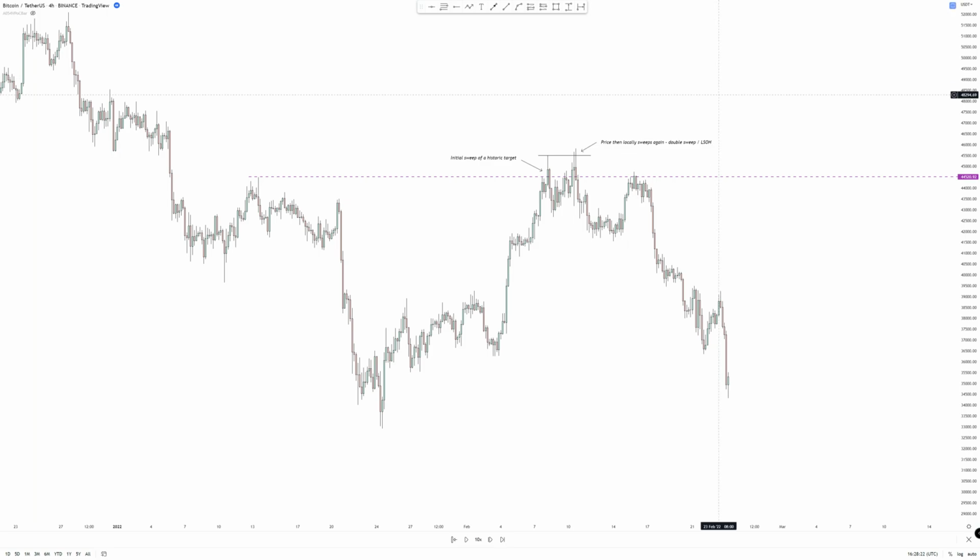Okay, so you can see that play out here. Price sweeps the historic level, goes down for a couple of days, and then comes up to take that level out and double sweep before dropping. So again, just be cautious with your stops and understand that sweeps can go back for nasty double or triple sweeps in themselves, okay?